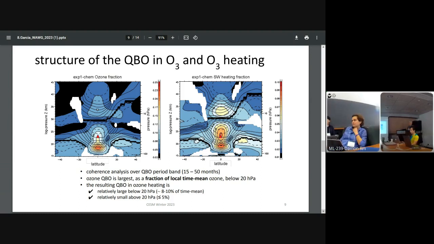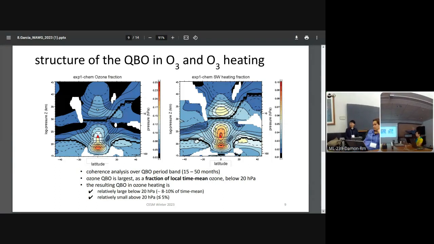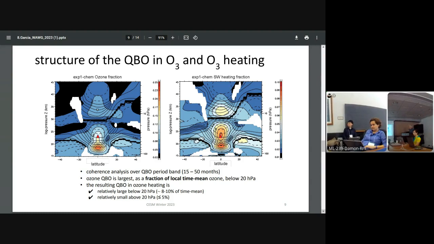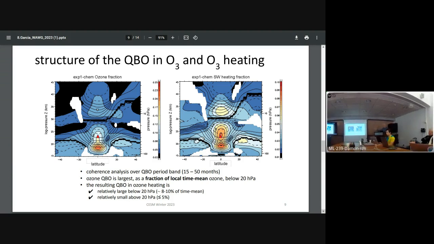So insofar as this is going on, what is it doing to the heating? And what I am showing here, these are both, of course, in the model with interactive chemistry. On the left is the coherence analysis of the ozone anomaly associated with the QBO in terms of the ozone fraction. That is the percentage with respect to the background mean. And the right is the same thing, but for shortwave heating due to ozone.